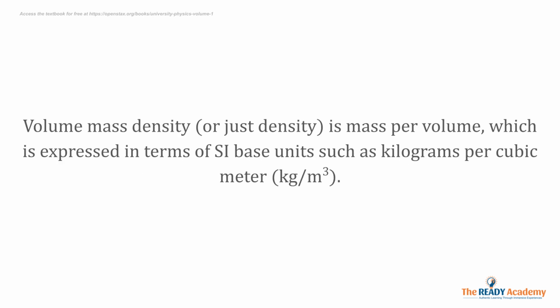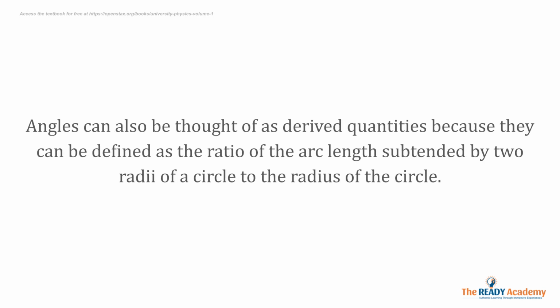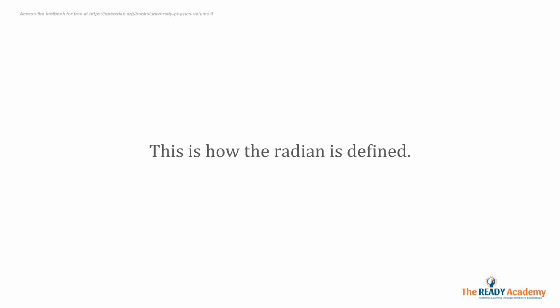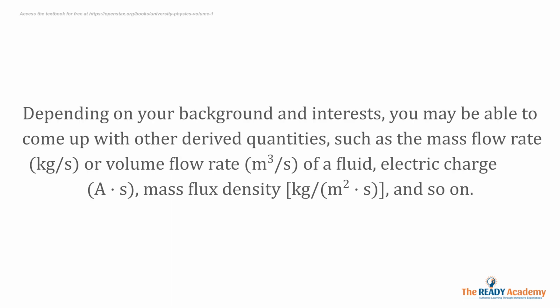Volume mass density, or just density, is mass per volume, which is expressed in terms of SI base units such as kilograms per cubic meter. Angles can also be thought of as derived quantities because they can be defined as the ratio of the arc length subtended by 2 radii of a circle to the radius of the circle. This is how the radian is defined.